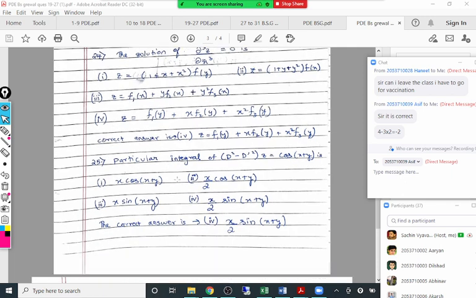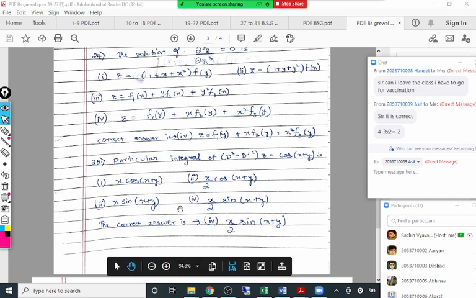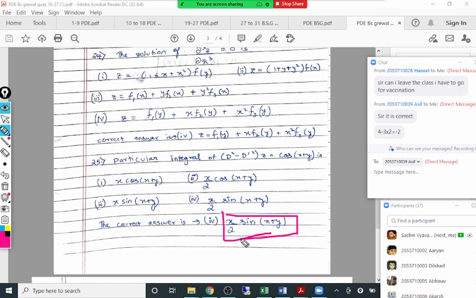Okay, 25th. Now the PI for d square minus d dash square is equal to cos of x plus y. For this we want a PI, so just go for z p equal to 1 upon d square minus d dash square, and then replace d square by minus a square, dd dash by minus ab. But in this case again that is coming 0. Because of that, the answer probably is written as this one. You can check. If you replace d square by minus a square, so it is minus 1, and d dash square by minus b square, so it is plus 1. Yes, it is coming 0.